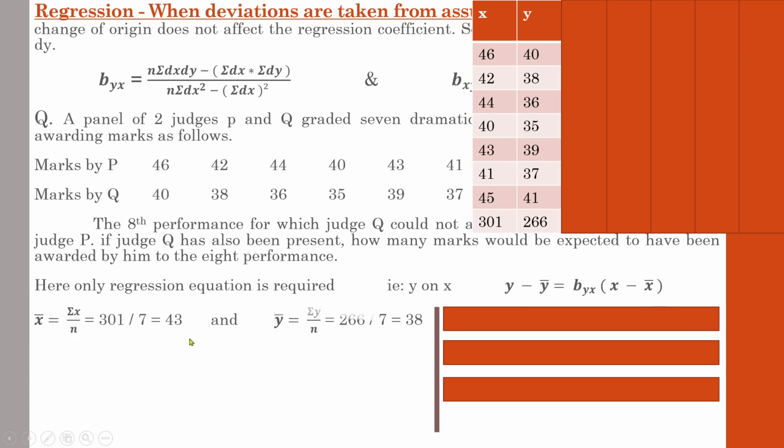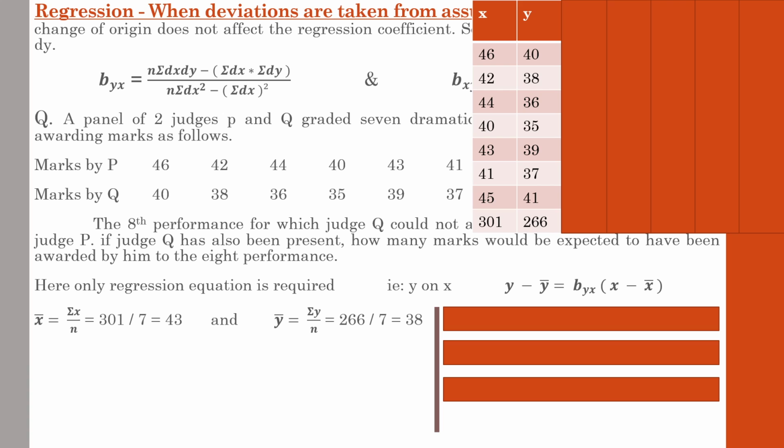So find the mean of x as well as the mean of y. I hope you know how to find the mean of x and the mean of y. You will be getting 43 and 38. Here the mean of x and mean of y is computed to substitute in this equation. And remember, we are dealing with a regression case where deviations have to be found on the basis of assumed mean. So here you will be finding the value of dx as well as dy.